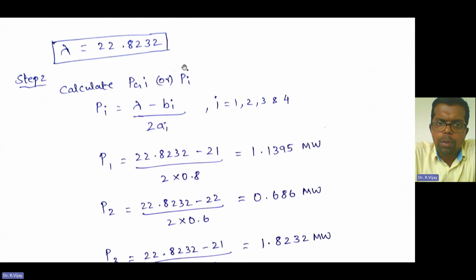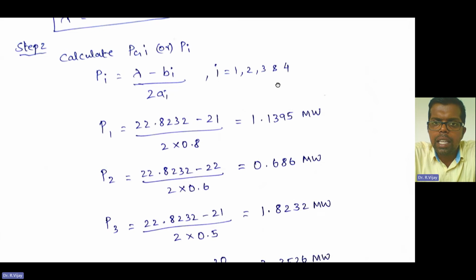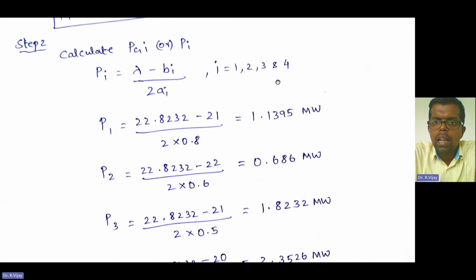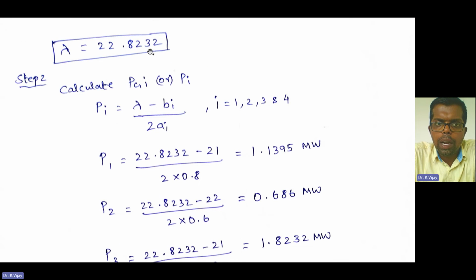Here Pi is mentioned. So Pi is equal to lambda minus Bi divided by 2Ai for i equal to 1, 2, 3 and 4. Why? Because only 4 generating units are given in the problem, that is, 4 cost functions for the corresponding generating units. So here P1 is equal to lambda, which we already calculated as 22.8232, minus B1 divided by 2A1. Here B1 is 21 divided by 2 into A1, which is 0.8.